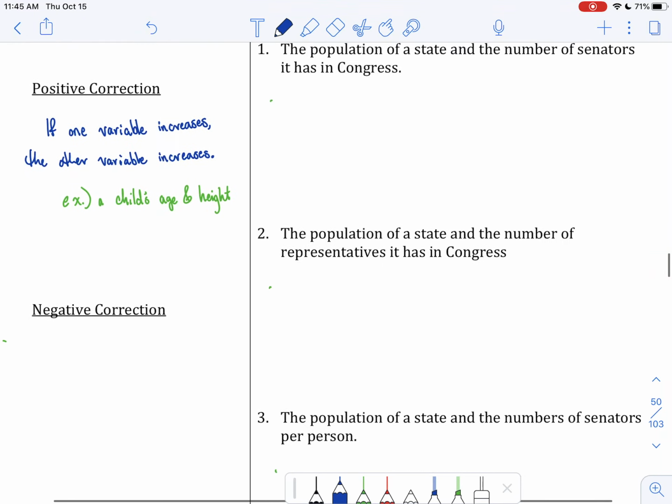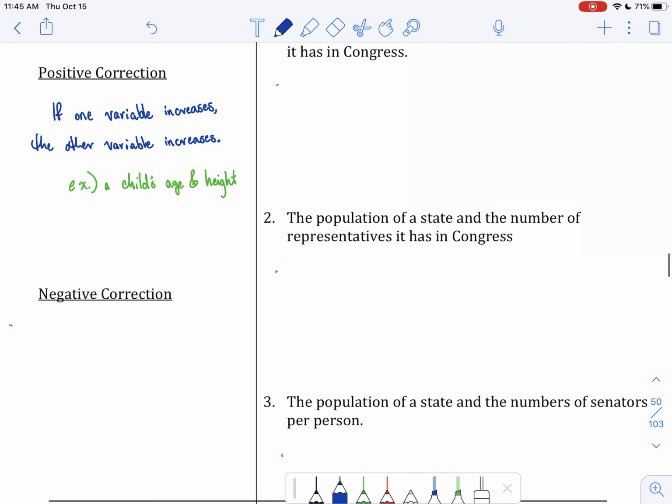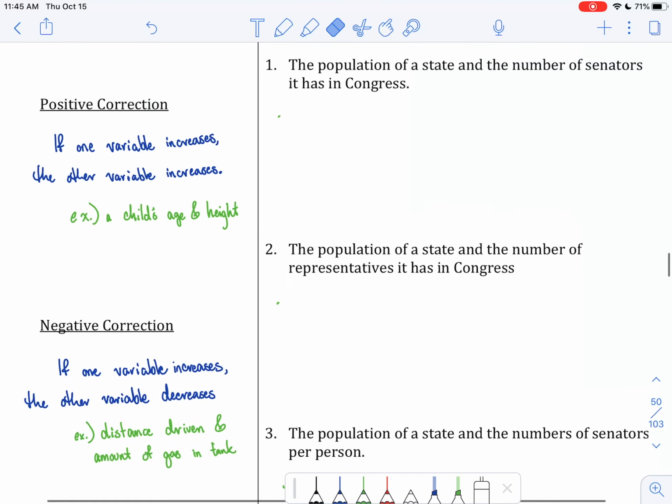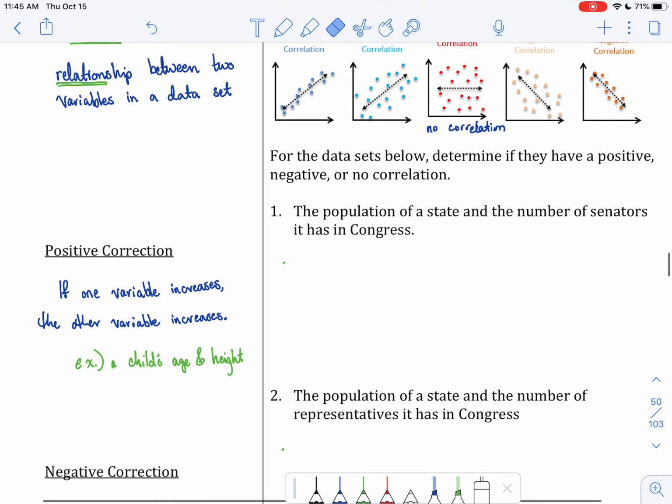Now, we also might have a negative correlation. And what that means is that one variable increases, the other variable decreases. So for example, distance driven and the amount of gas in the car's tank. If I drive for 30 miles, I will have less fuel, but I've covered more distance. And that's where we see where one is increasing, the other one is decreasing.